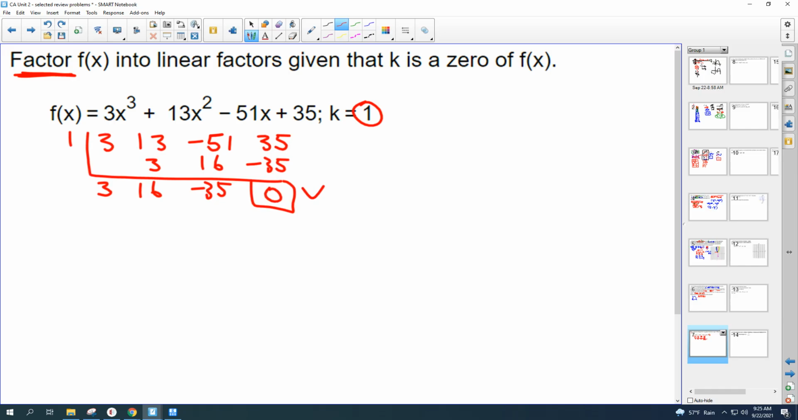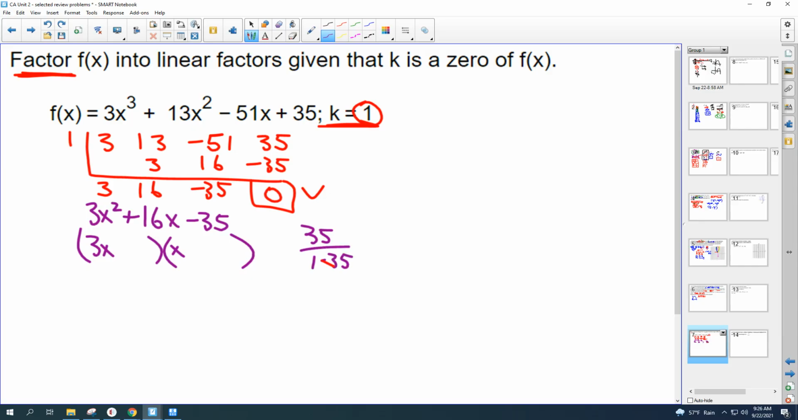Okay, great. We knew that was going to happen, though, because they told me it was going to happen when they told me that was one of the zeros. What's more important is we've just broken the problem down into an x squared. This is something that we should be able to factor. Factoring looks like this. I know that 3x squared must have come from 3x times x. As for the numbers, I need numbers that multiply to 35.